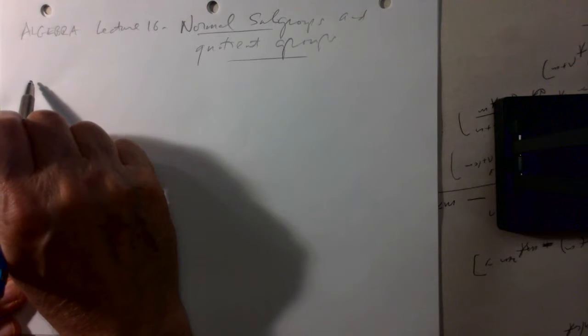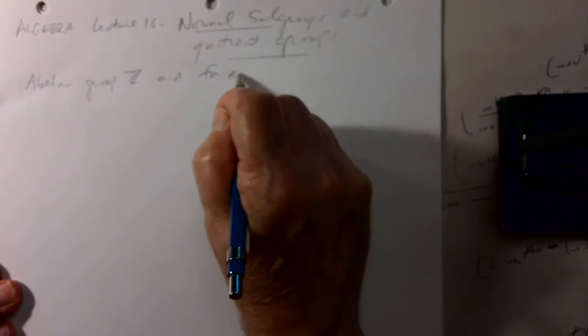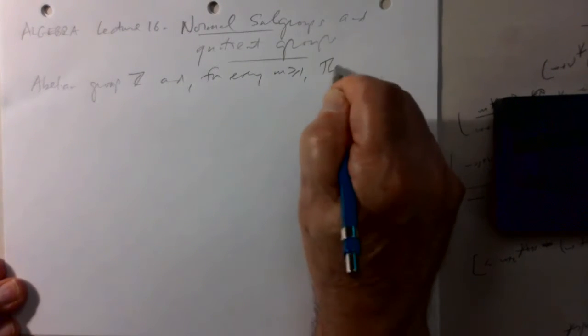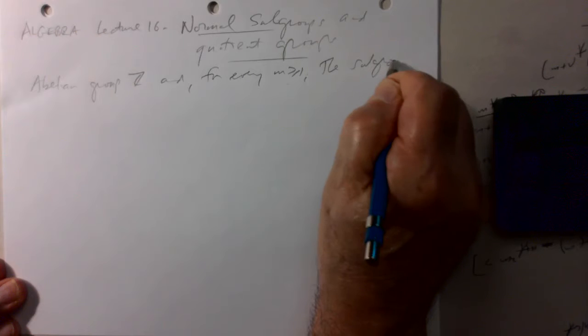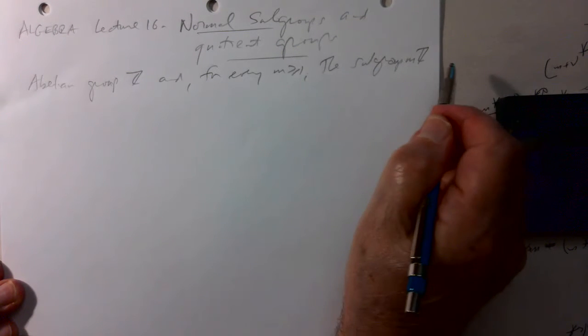This lecture is about normal subgroups and quotient groups. So just to put this into a familiar context, recall we had the abelian group of integers. And for every positive integer m, the subgroup mZ.